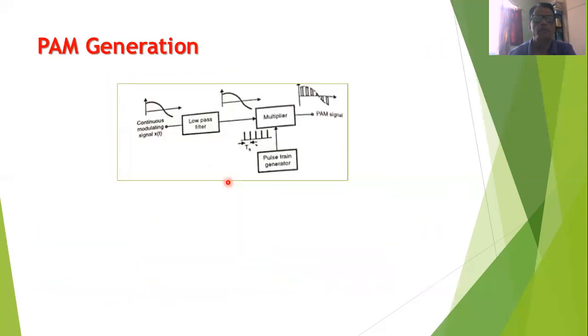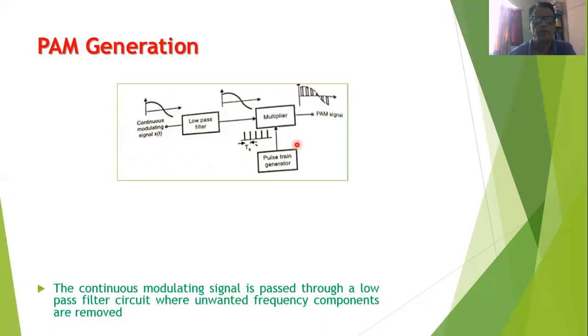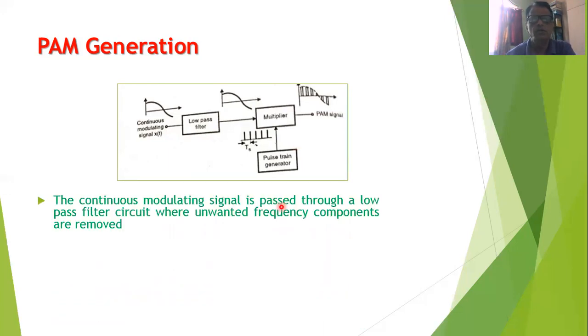Now we will go for the block diagram for the generation of PAM signal. You will find that this diagram consists of basically a low pass filter, then a multiplier circuit, and then a square wave generator circuit. The continuous modulating signal is passed through the low pass filter circuit, and because of the low pass filter circuit, the bandwidth is being restricted.